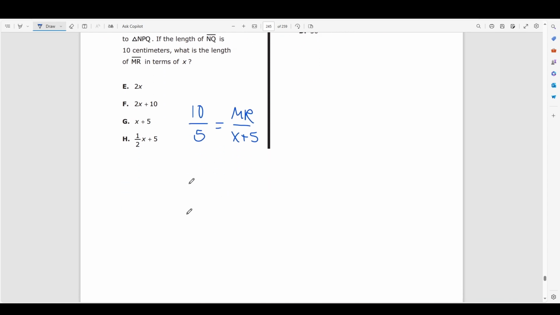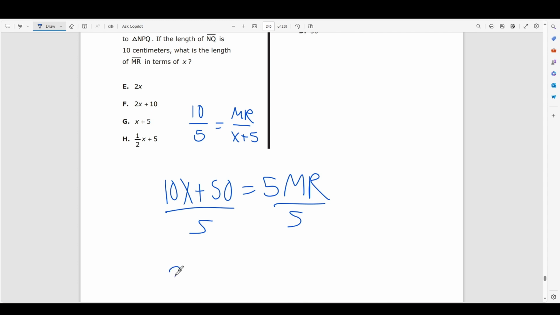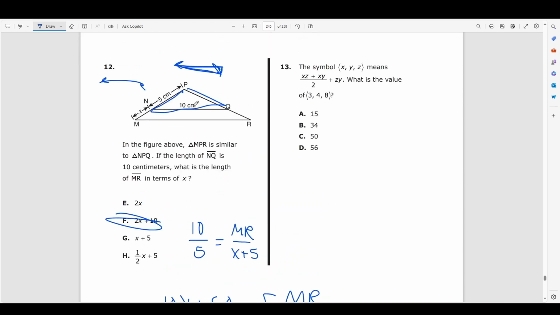So now we just cross multiply and we get 10x plus 50 is equal to 5MR. And then you just divide both sides by 5 and you get 2x plus 10 is equal to MR. So here the trick was they wanted you to get confused: oh, how do I represent MR? Represent MR as MR. That's all.